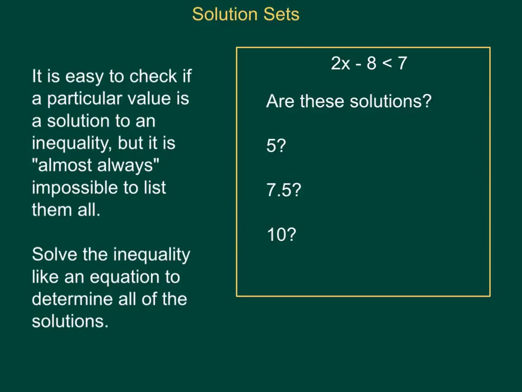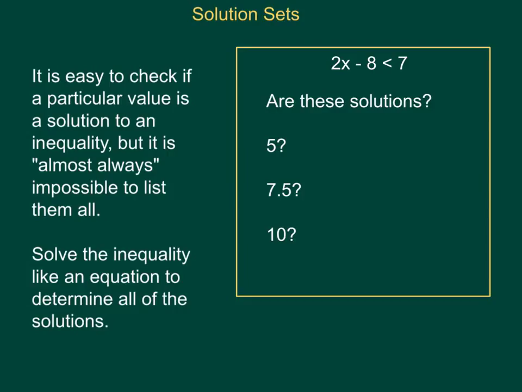Now when you have an inequality, it's pretty easy to check if a particular value is a solution, but it's almost always impossible to list all of your solutions. So we can figure them out separately, but it's hard to list them all, sometimes impossible. So with 2x minus 8 is less than 7, I just want to know, are 5, 7.5, and 10 solutions? So I'm going to start by plugging in.